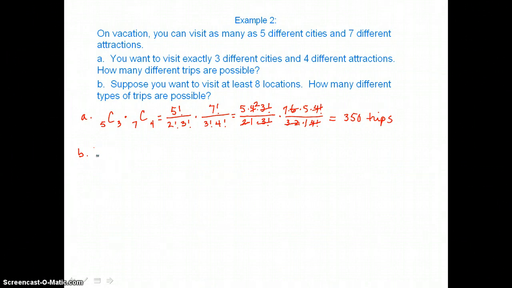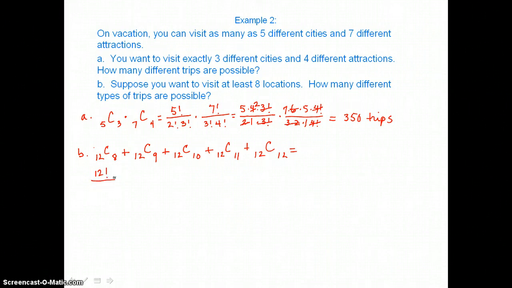We could choose 8 from 12, or, which means we're going to add when we say or, we could choose 9 from 12 and still satisfy that condition of at least 8 locations, or we could choose 10 from 12, we could choose 11 from 12, we could choose all 12 locations for our trip. So we need to write all of these combinations.